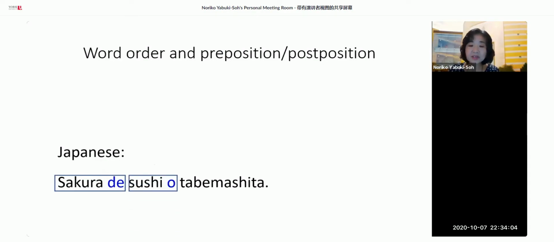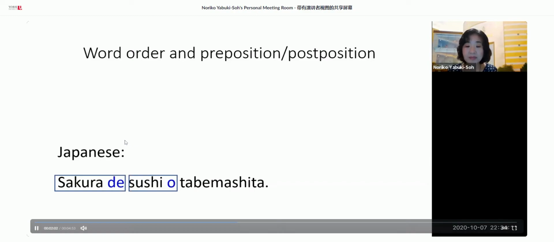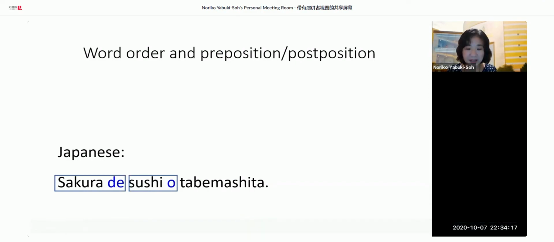And as long as you don't separate the noun and the particle and keep the verb at the end, the word order can be quite flexible. You can say Sakura de sushi o tabemashita or sushi o Sakura de tabemashita, although in the second sentence, the place of action, Sakura de, sounds more emphasized.